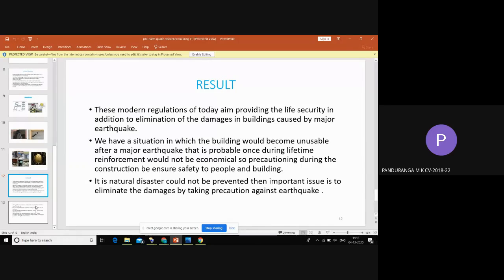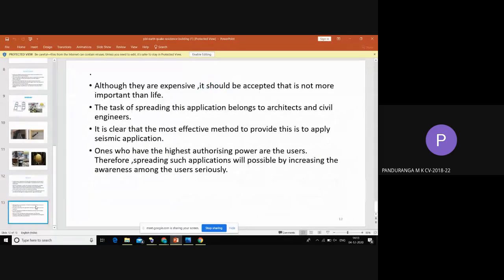A natural disaster cannot be prevented. What is important is to eliminate the damage by taking precautions against earthquakes. Although they are expensive, it should be accepted that cost is not more important than life. The task of spreading this application belongs to architects and civil engineers. It is clear that the most effective method to provide this is to apply seismic applications. The highest authorizing power lies with the users. Therefore, spreading such applications will be possible by seriously increasing awareness among the users.